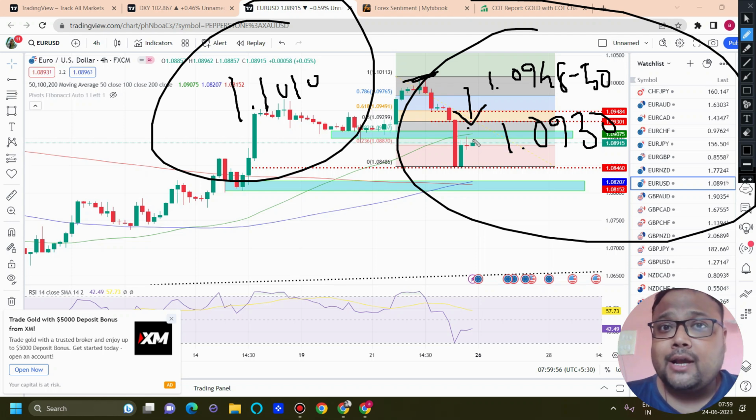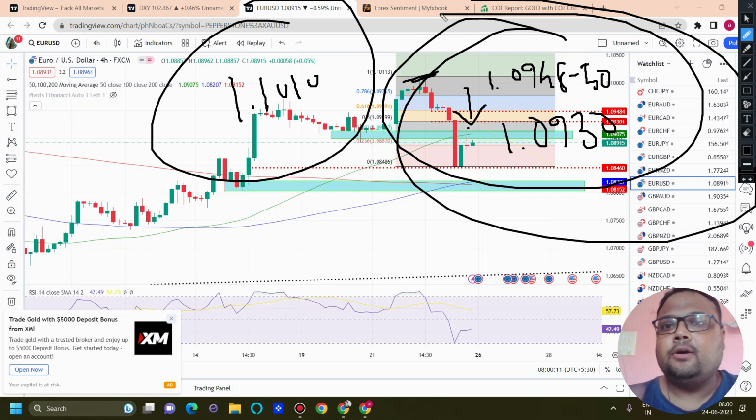Okay, so the market opening will be very, very important, because we need a confirmation right now whether we are having a trend reversal on Euro USD or Euro USD really wants to continue the uptrend. So these are the levels where we can look for some selling pressure around Euro USD on Monday.